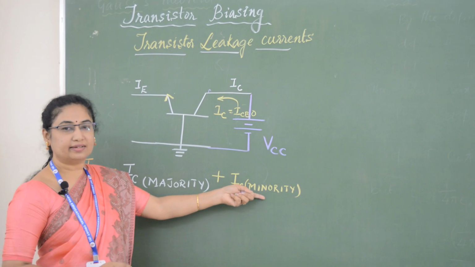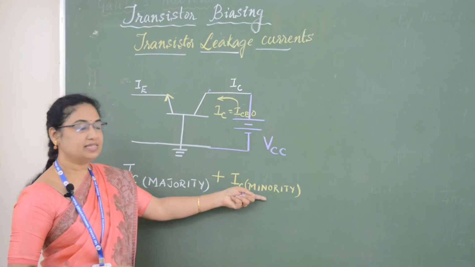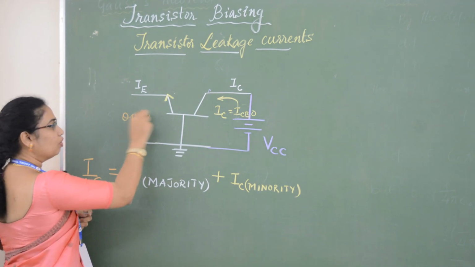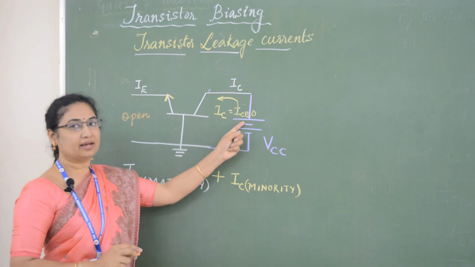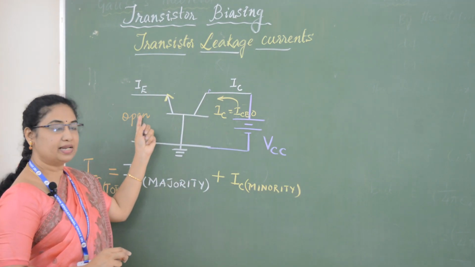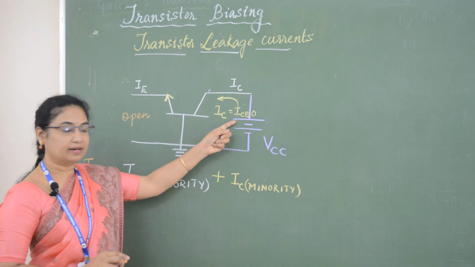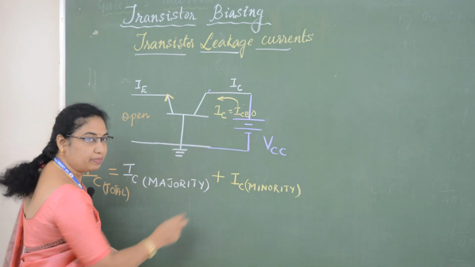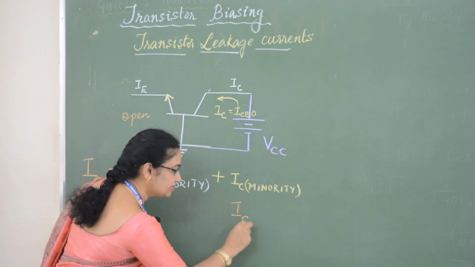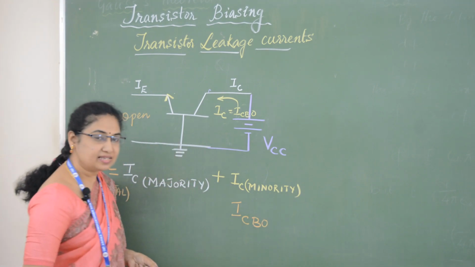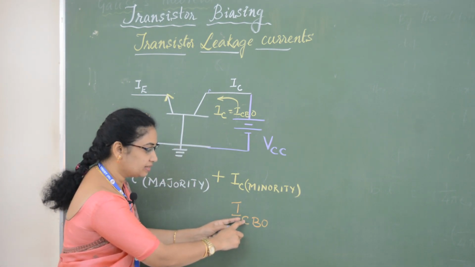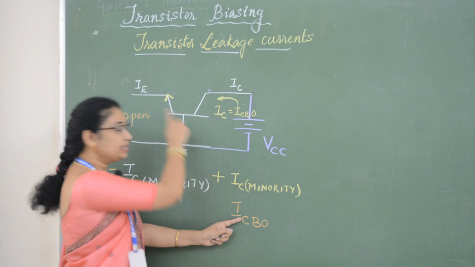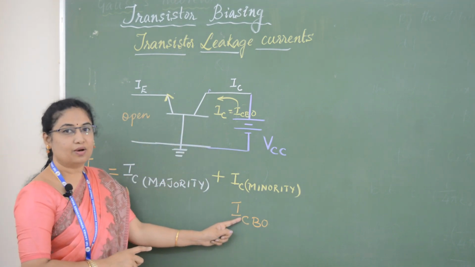So how to calculate this IC minority? To get this IC minority, we will keep this emitter terminal open. We will keep the emitter terminal open and we will just apply the bias onto the output circuit. So when the emitter terminal is open, what the collector current that I am going to get here is called as the minority current, and we read this as ICBO. So I can write this as ICBO, and this is read as the current at the collector, the current at the output, that means between the collector to base when the emitter terminal, the third terminal of the transistor, is open circuited.